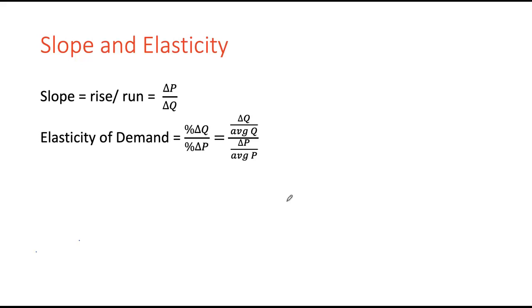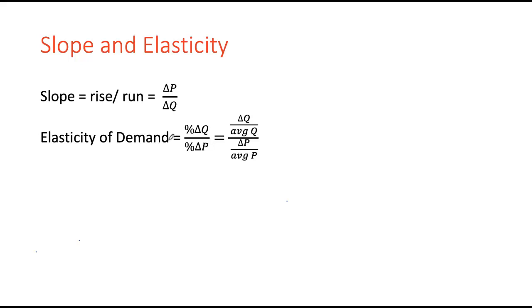Is slope and elasticity the same thing? Of course not. With elasticity, we are not looking at the absolute changes, we're looking at percentage changes. And also the ratio is reversed. We don't have percentage change in price in the numerator, instead we have percentage change in quantity. So they are completely different from each other. Elasticity of demand is percentage change in quantity demanded divided by the percentage change in price.